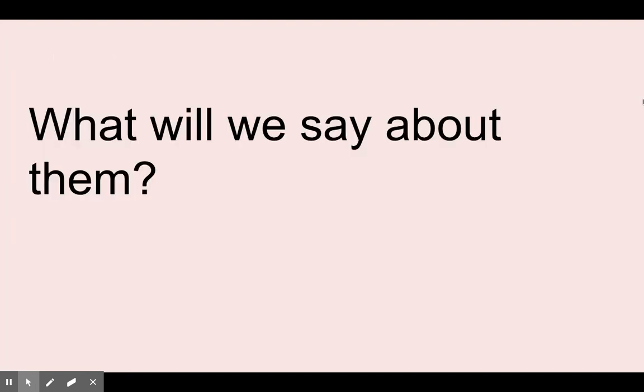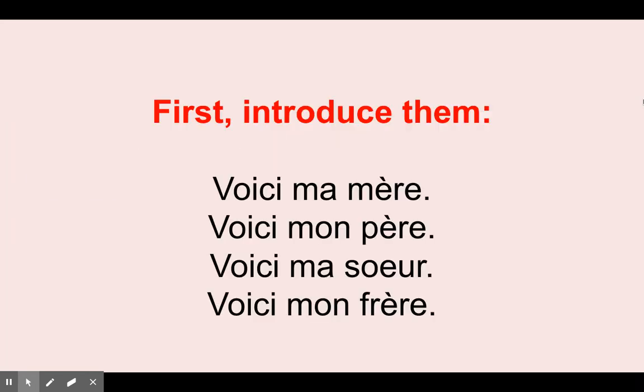And your sister, who looks very happy sitting on a cloud. Okay, so what are we going to say about them in our writing? First, we're going to introduce them. We're going to use the word voici, which I'm sure you remember, which means this is. So when we talk about our mother, we'll say voici ma mère. When we talk about our father, voici mon père. When we talk about our sister, voici ma sœur. And when I talk about my brother, voici mon frère.